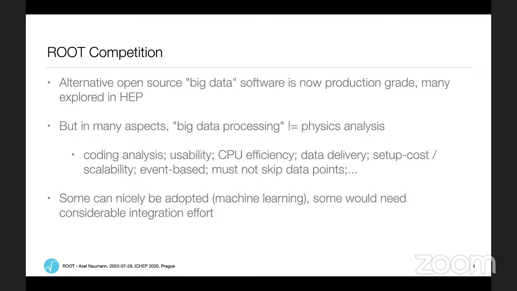Now, compared to 25 years ago, nowadays there is a large alternative market of open source big data software out there. It's production grade, and much of that is explored or even used in high energy physics. In many aspects, though, big data processing isn't 100% the same as a physics analysis. For example, some still require that the analysis be coded by somebody who really knows how to code for a certain interface.